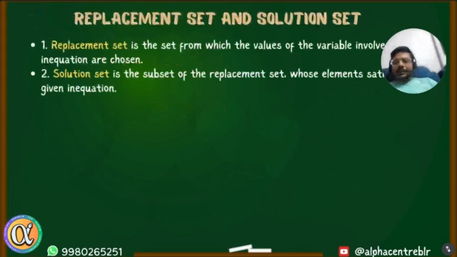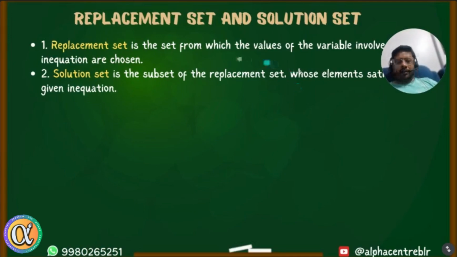Clear? Replacement set and solution set. The replacement set is basically the allowed values in a given problem. For example, most of the time when you solve an inequality, at the end it is given that x belongs to the natural numbers or x belongs to the real numbers. So the set of allowed values is the replacement set. While the solution set is the set of numbers from the replacement set which actually satisfy that inequality.